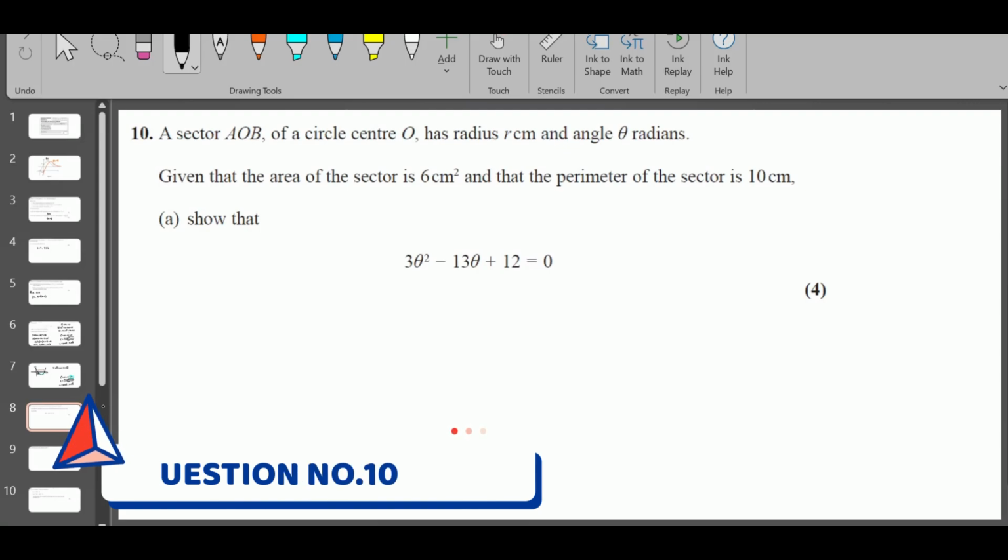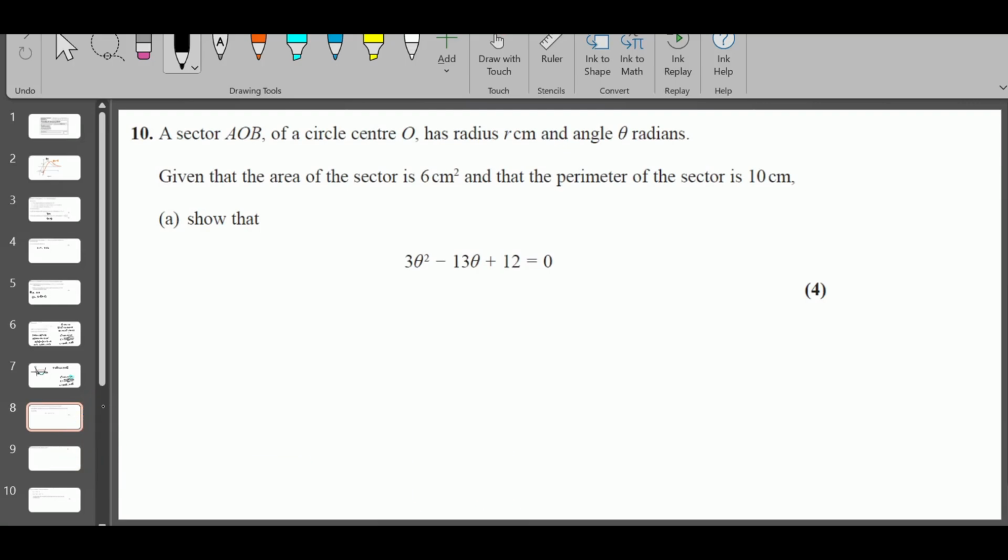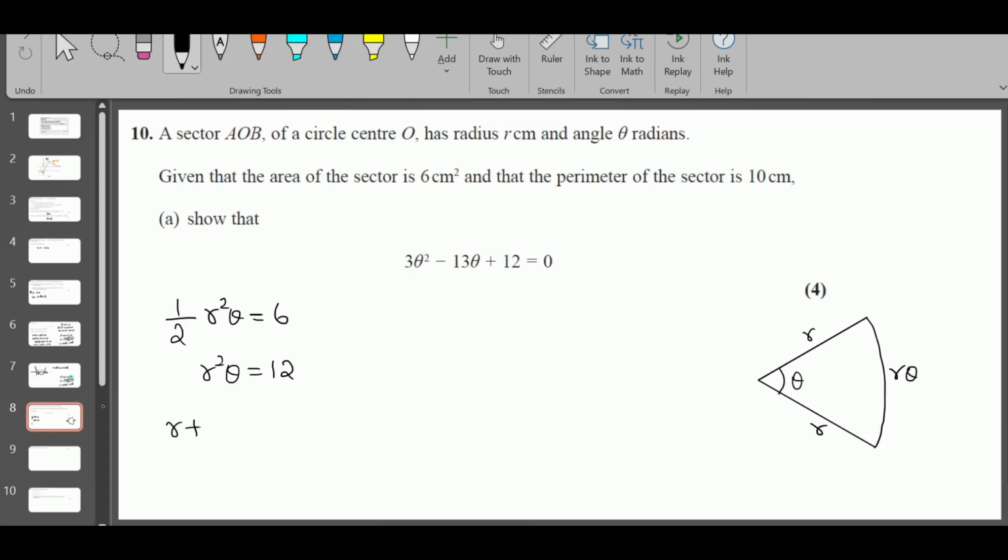A sector AOB of a circle with center O has radius r and angle theta. Okay, I'm going to draw a sector with angle theta and radius r. Given that the area of the sector, the formula is half r square theta, is 6, or r square theta is 12, right? And that the perimeter is 10. How do you find the perimeter? r plus r, and the arc length, the formula is r theta. So r plus r plus r theta is 10. You can write it as 2r plus r theta is 10.